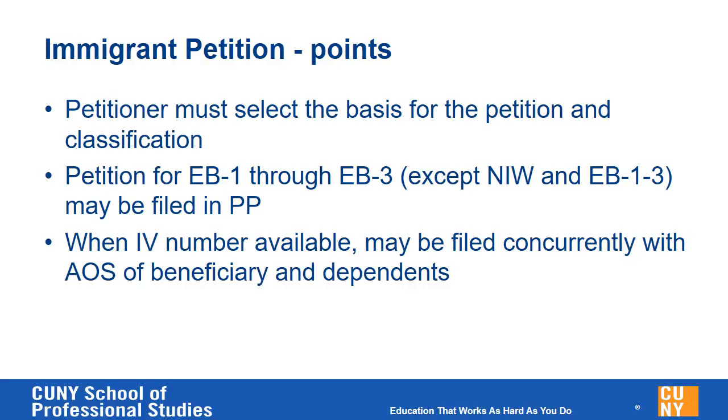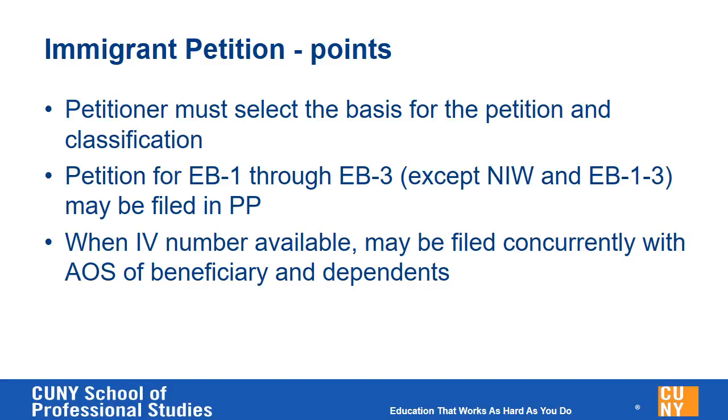Most petitions for EB1, EB2, and EB3, other than national interest waiver again, and EB13 for multinational managers and executives, can be filed generally in premium processing. Premium processing allows for a much faster adjudication by USCIS of the I-140. That premium processing does not extend to the adjustment of status application if that is filed as well.